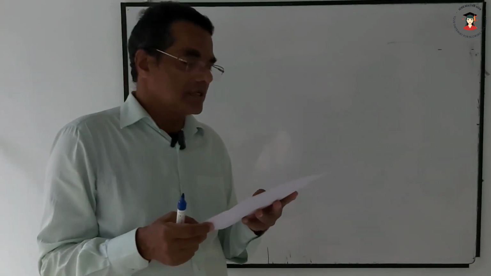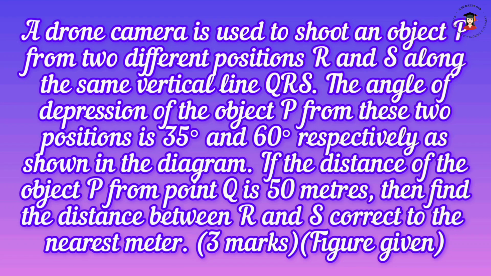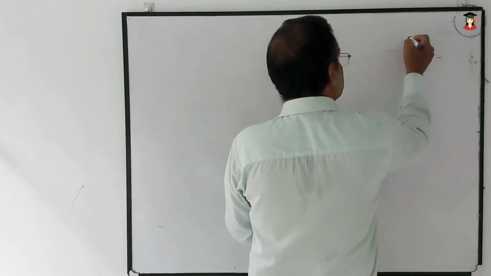The second question. The drone camera is used to shoot an object P from two different positions R and S along the same vertical line QRS. The angle of depression of the object P from these two positions is 35 degree and 60 degree respectively, as shown in the diagram. If the distance of the object P from the point Q is 50 meters, then find the distance between R and S correct to the nearest meter. So in this case, the figure is given. In some cases, the figure will be given, and in some cases, the figure will not be given. The figure is given like this.